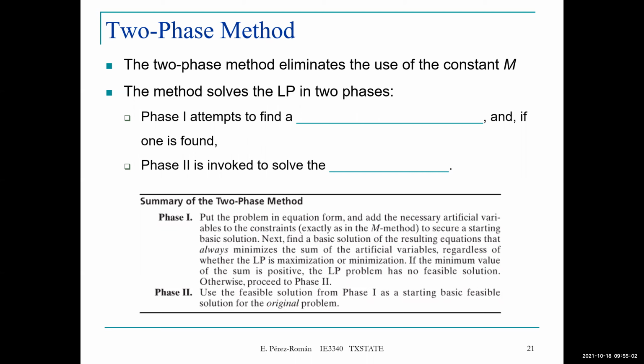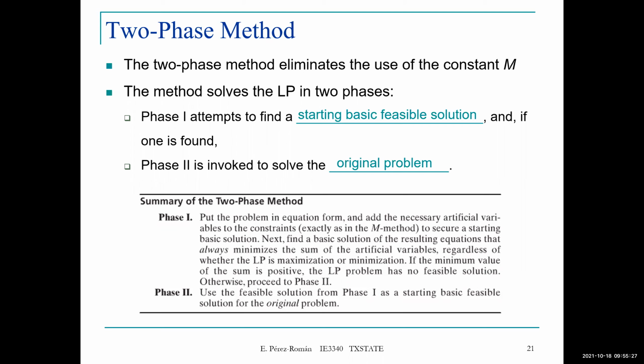So in phase one, we attempt to find a starting basic feasible solution. We try to find that initial solution by solving this phase one problem. And if we find a solution, then we can use phase two to solve the original problem. The summary of the method is in this table, so let's read through that.